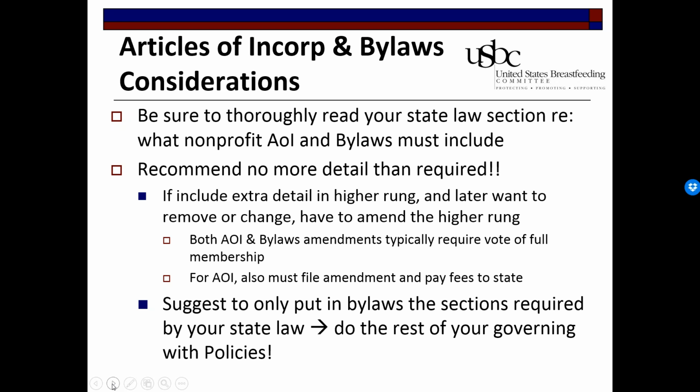The other reason for not having any more detail in your bylaws than you really need is that when you have to change that detail, you typically have to go through a full membership vote. For articles and bylaws amendments, you usually need a vote of your full membership. And for articles amendments, you also have to pay fees to your state, because you can't just have the vote; you also have to send back to your state, hey, we've changed our articles. So just a couple of things to think about. That way you only do as much detail as you have to, and then do the rest of your governing decision-making and protocols with policies, or what we call at USBC policies and procedures.